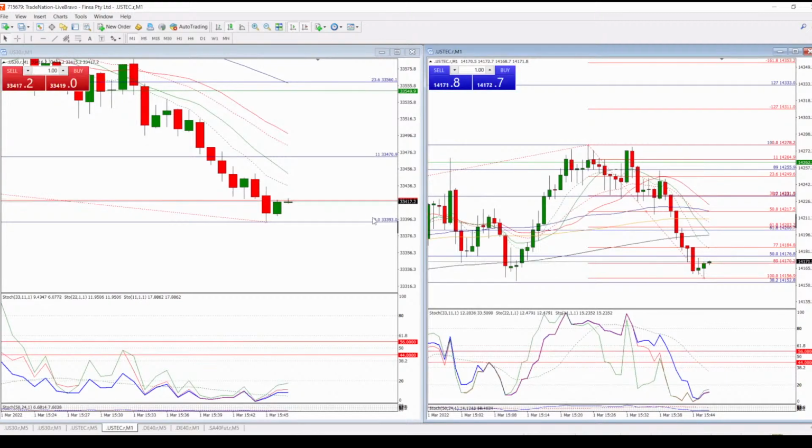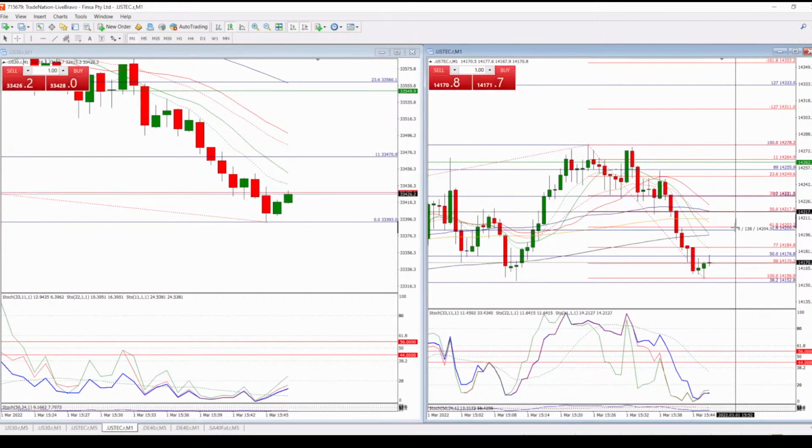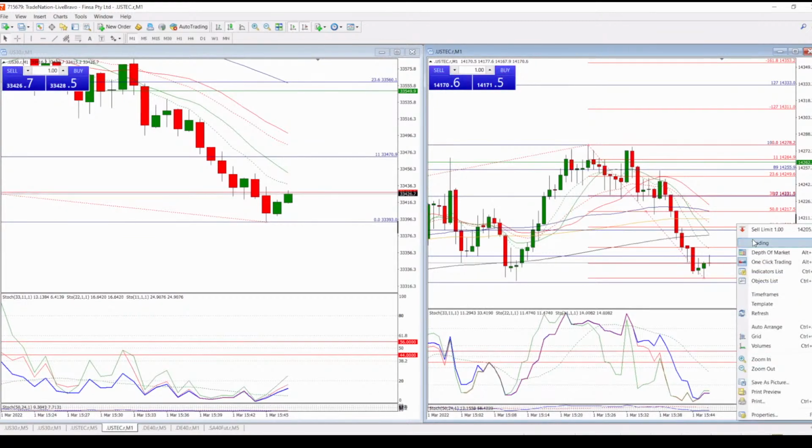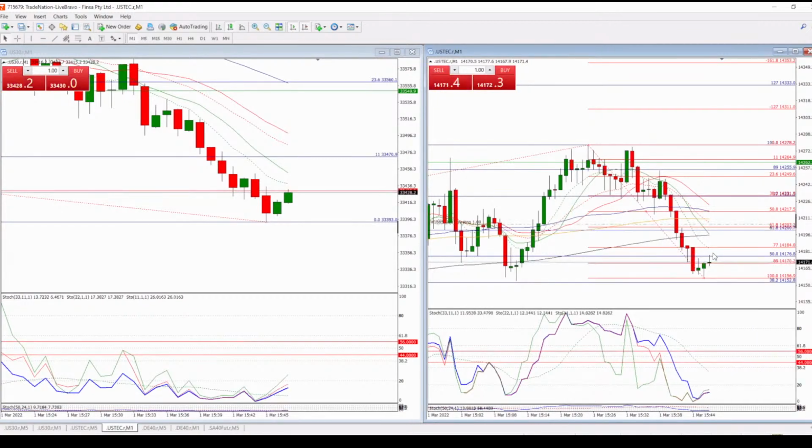Okay, we got 1 candle close above the low on Dow. Might be setting up for stochastic 50. Just check the levels on US Tech extension curve. Yeah, it's about 13, 14 points. Your buy stop just above that 61 of the extension curve.